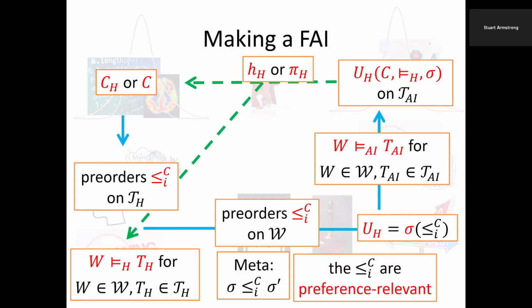Then the symbol grounding, for which I have stolen concepts from semantics, formal semantics, to go from human models to worlds. The pre-orders are now on worlds. The assumption is that these pre-orders are preferences relevant. The pre-orders are synthesized into a utility function using some process sigma. The meta preferences are taken to mean preferences over the sigma. Then another round of symbol grounding, and we get the utility function in the AI.